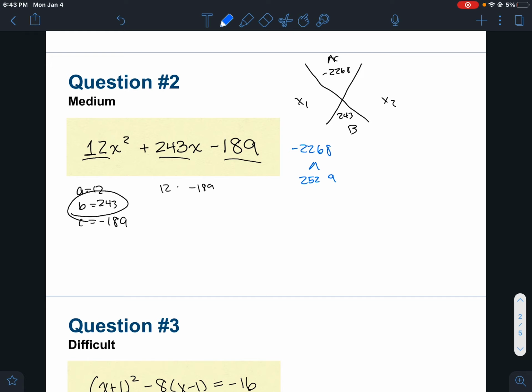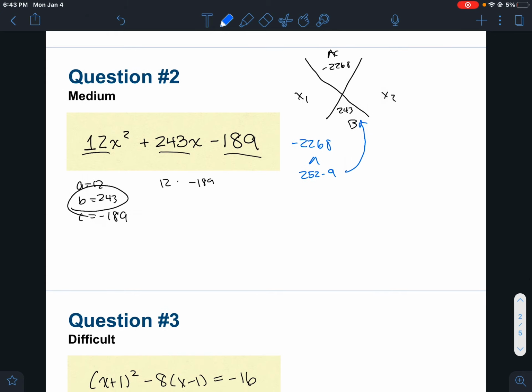Because these two are multiples of negative 2,268, and they both equal 243 when you combine them together. But the 9 has to be negative, right? Because it's also equal to 243. So that would be the long step, but I did shorten it because I already knew the answer, and I did that just so that we can get past that long step and just keep going on with the video. So now that we have those two, remember, now we have to rewrite the equation. That is the next step.